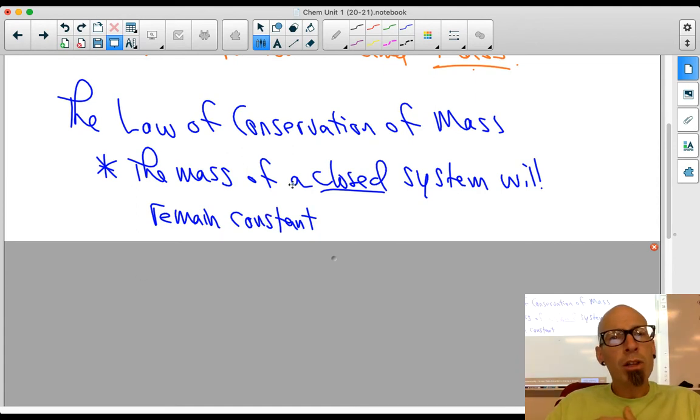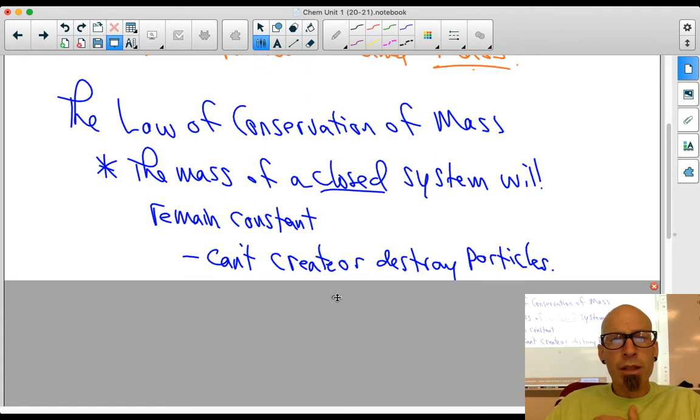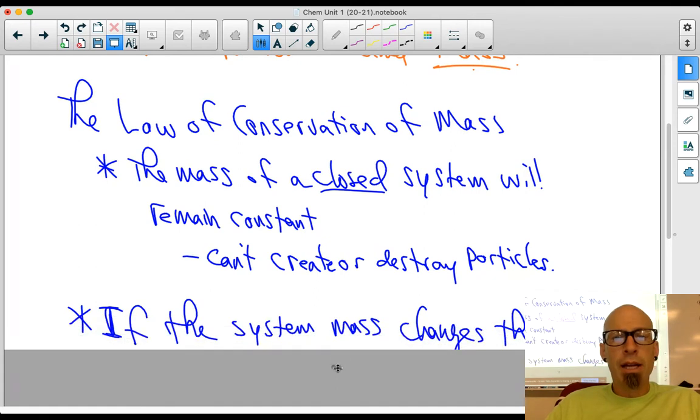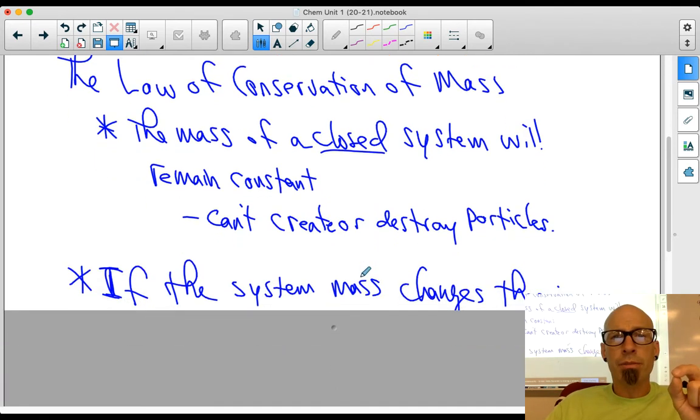So does that mean the law of conservation of mass doesn't work? I don't know. So in other words, what this law of conservation of mass says is you can't create or destroy particles. The particles, you cannot create or destroy them. We can rearrange them, but we can't create or destroy particles. Again, the law of conservation of mass says the mass of a closed system remains constant. It doesn't change.